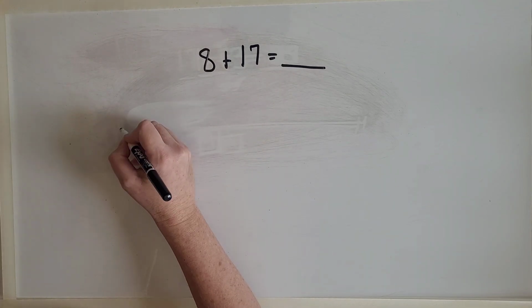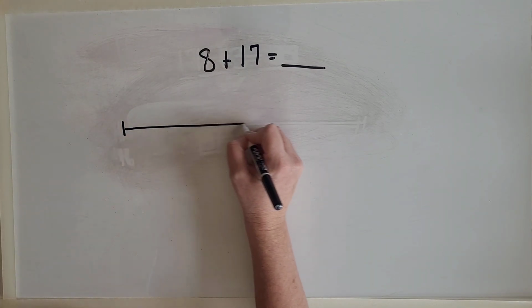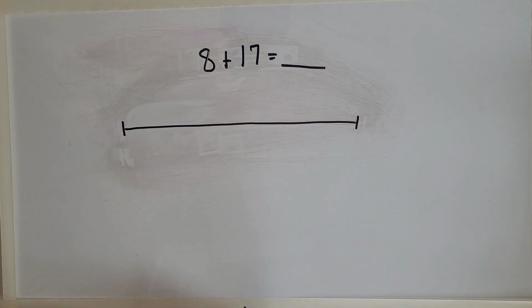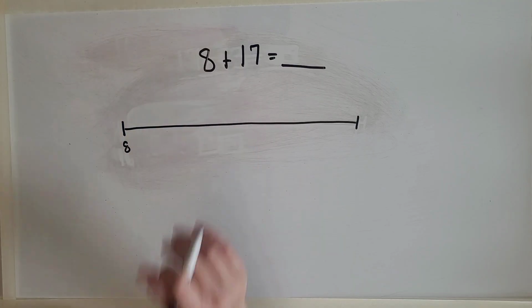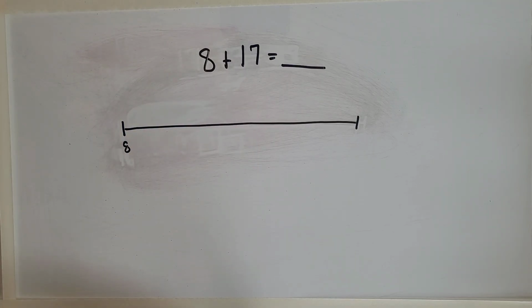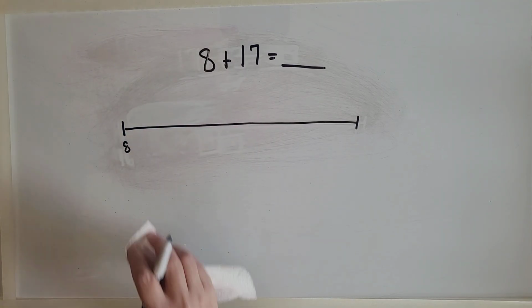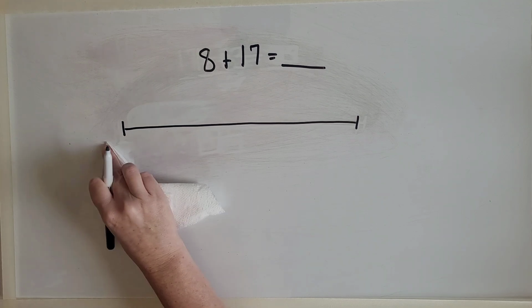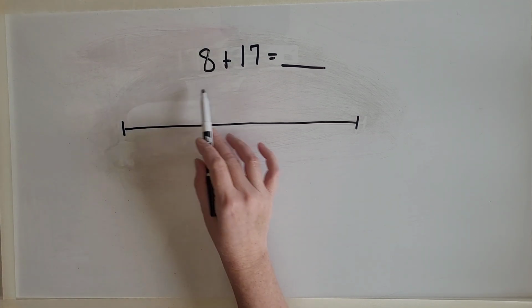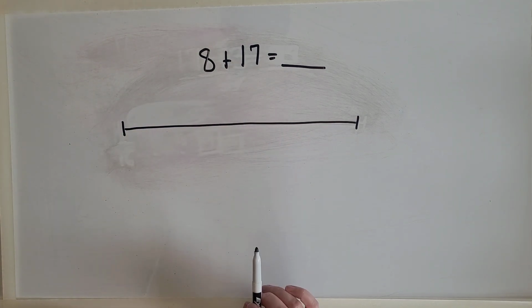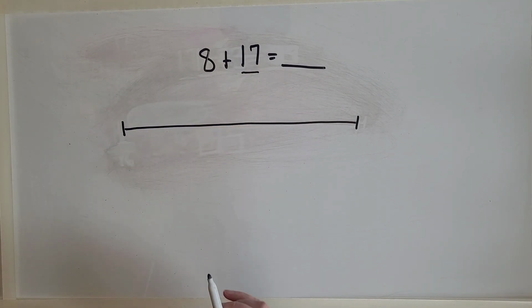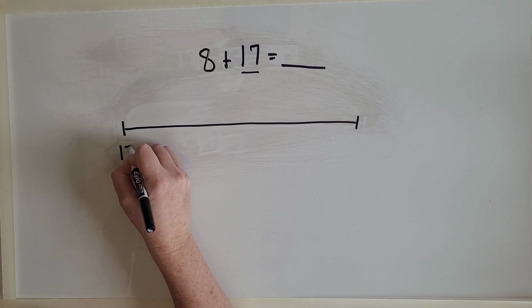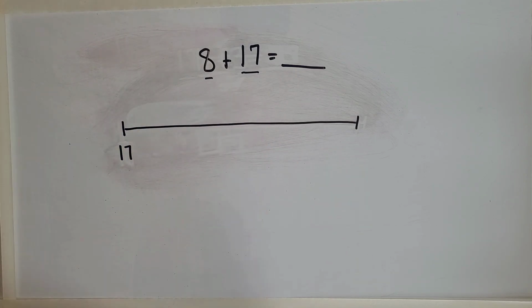So again, younger students will want their number line to always start at 0. The way the problem is written, many students will try to start at 8 because that's the first number. But again, we're trying to teach efficiency and flexibility. So knowing that just switching these 2 numbers around will not change the answer, we want our kids to start with the largest addend, 17, and add the smallest.